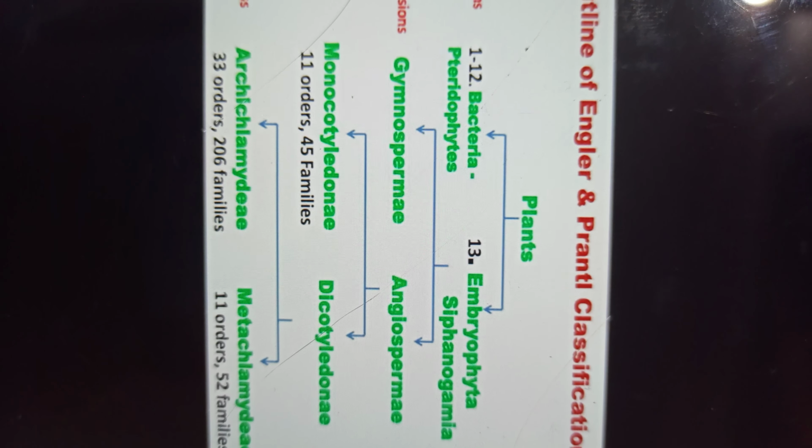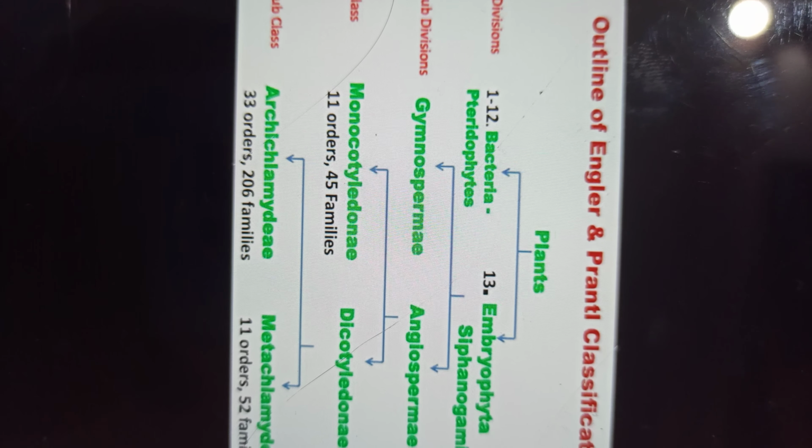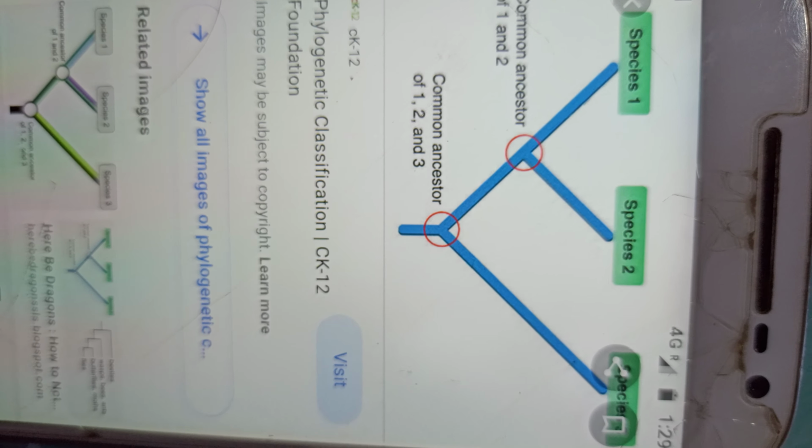So all of these aspects of common ancestry, who is stressing a common ancestry, and the family tree, the phylogenetic tree, have been involved here. So this is regarding phylogenetic classification.